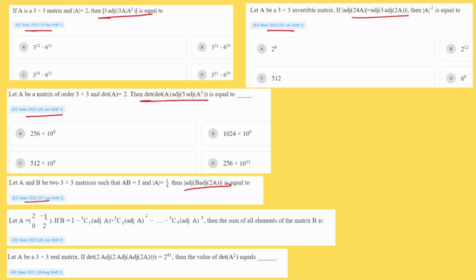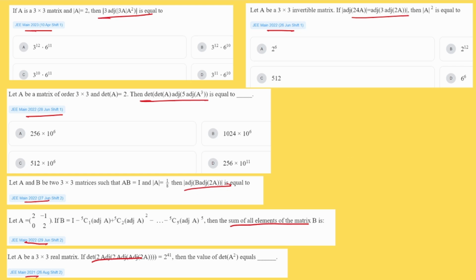Then you have another concept in which you find the sum of the elements. It was asked in the year 2022, and this again is properties of determinant and adjoint. This was asked in the year 2021. So basically, these properties of adjoint and determinant, both together, they've asked in the years 2024, 23, 22, 21. Hope what I'm trying to say is clear, right? The concept is literally repeating.